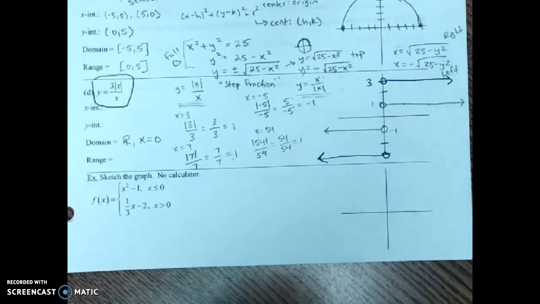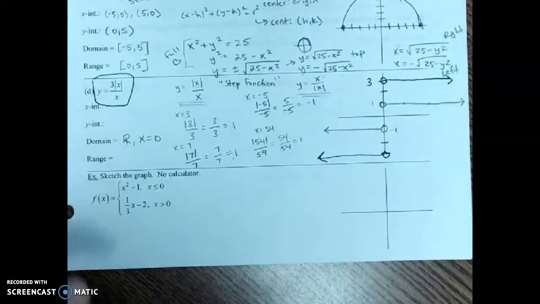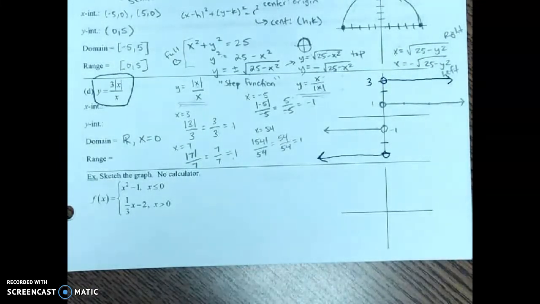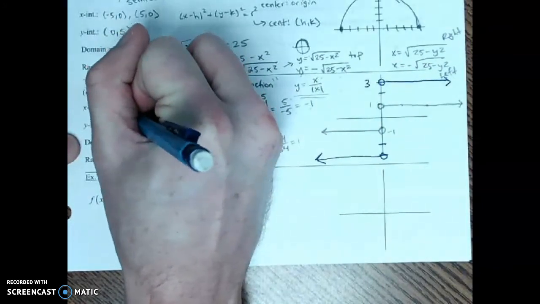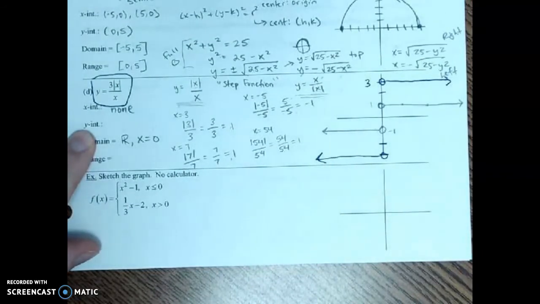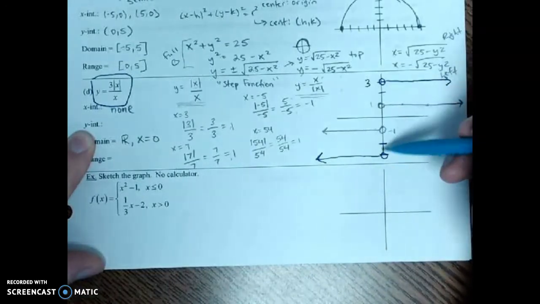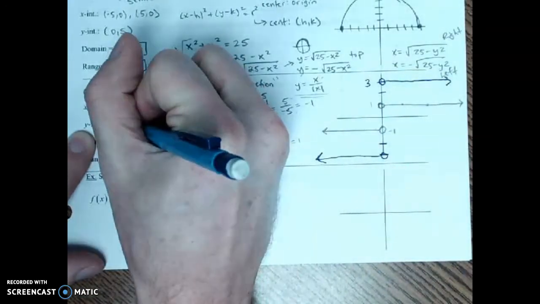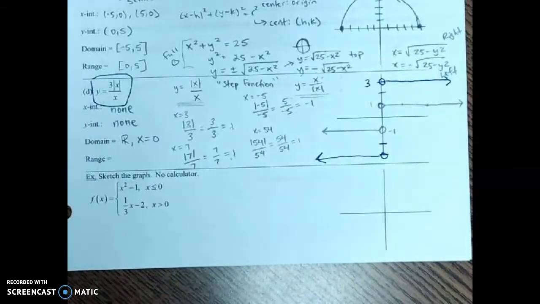And if you're ever in any doubt, just plug and chug. Plug in the next value, figure out the corresponding y, plot the point, and then connect them. All right, this one actually does not have any x-intercepts. There's no value that you can plug in that gives you out 0. Y-intercept, kind of the same thing. You can't plug in 0, right? This y-axis never has a solid dot in it. So that also has no y-intercept.